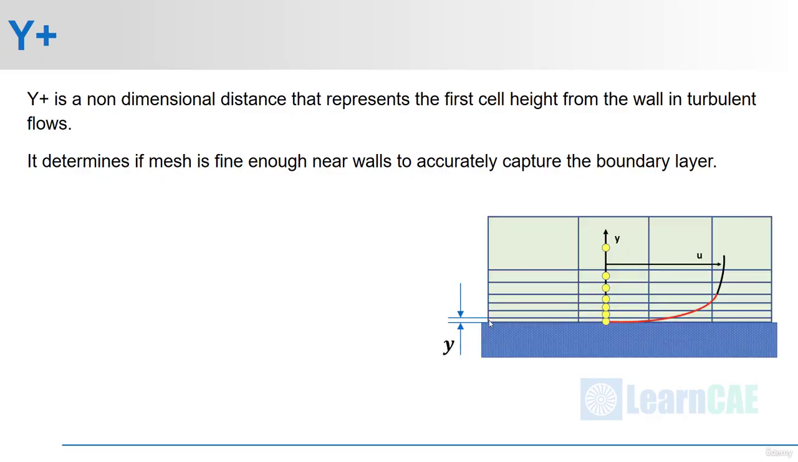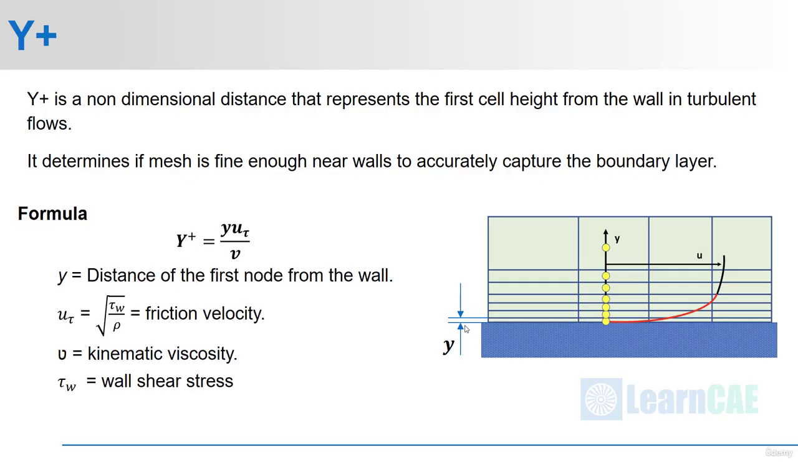If we consider this mesh, the first cell height is given by Y and the non-dimensional representation of this first cell height is known as Y plus. We shall see in detail. Y plus is equal to y into u tau divided by nu, where y is the distance of the first node from the wall. This is the absolute distance, and u tau represents the frictional velocity. This is also equal to square root of tau omega by rho, where tau omega is the wall shear stress and rho is the density and nu is the kinematic viscosity. Okay, we shall see some more details about Y plus and turbulence models.